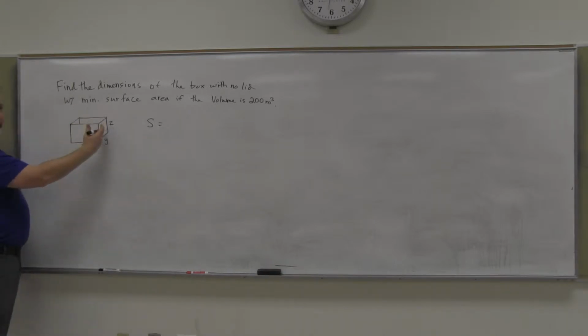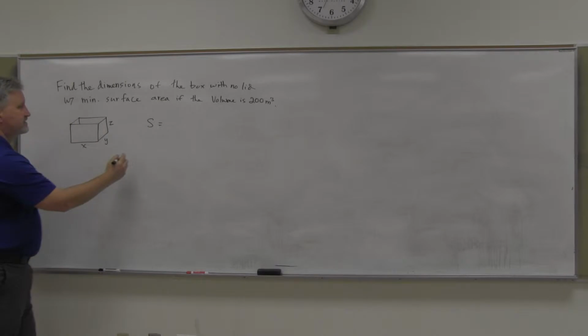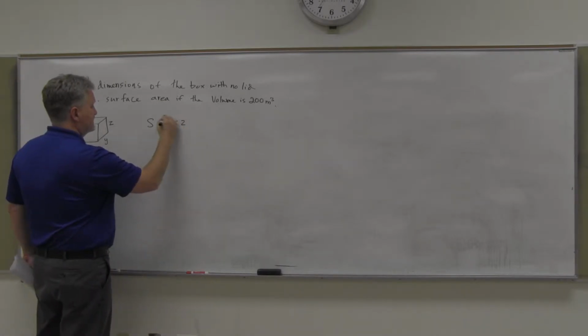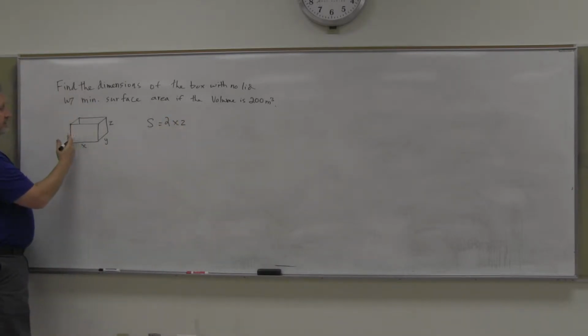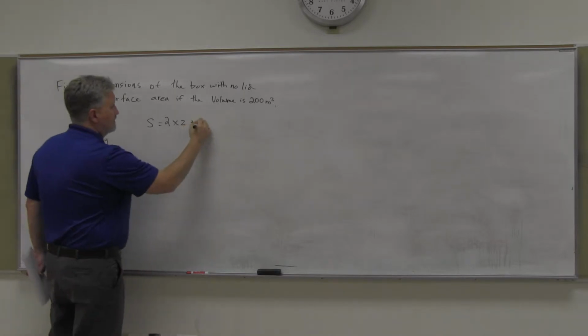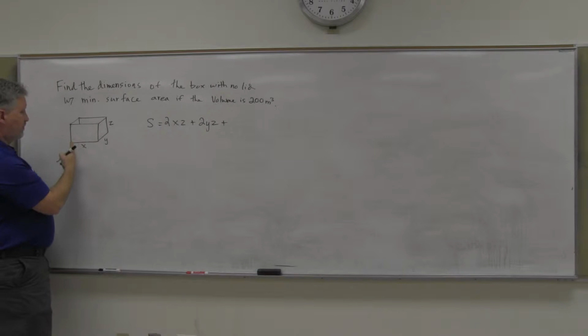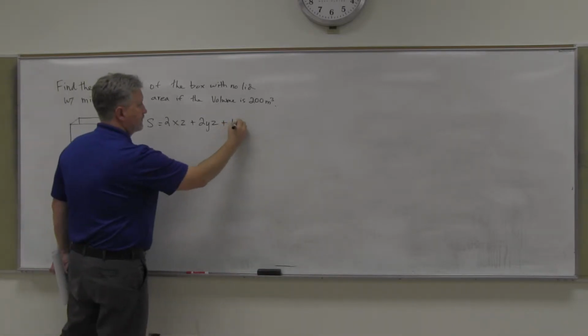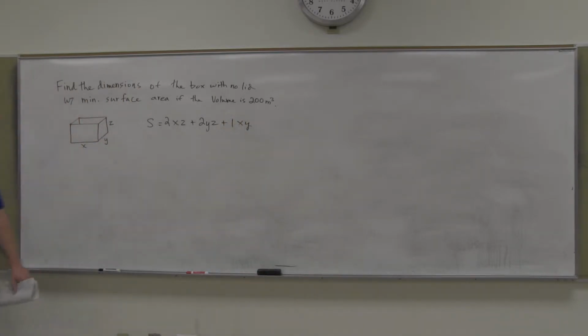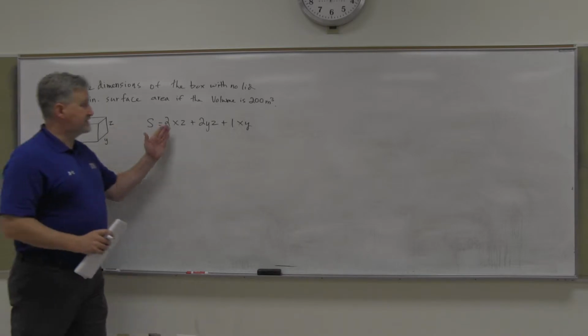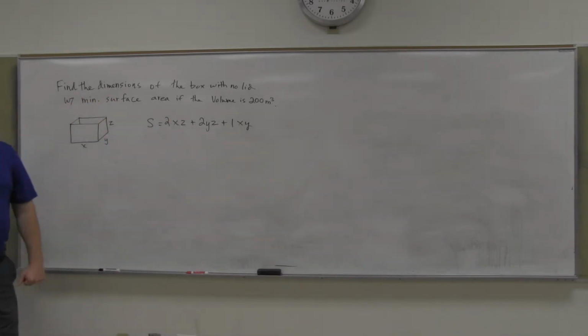We've got a front and a back, which are XZs. So there are 2 XZs, right? The front would be an XZ, and then the back is an XZ. And I've got 2 sides, which are YZs. So I've got 2 YZs, but I don't have a top, so there's only one XY, right? With me there?